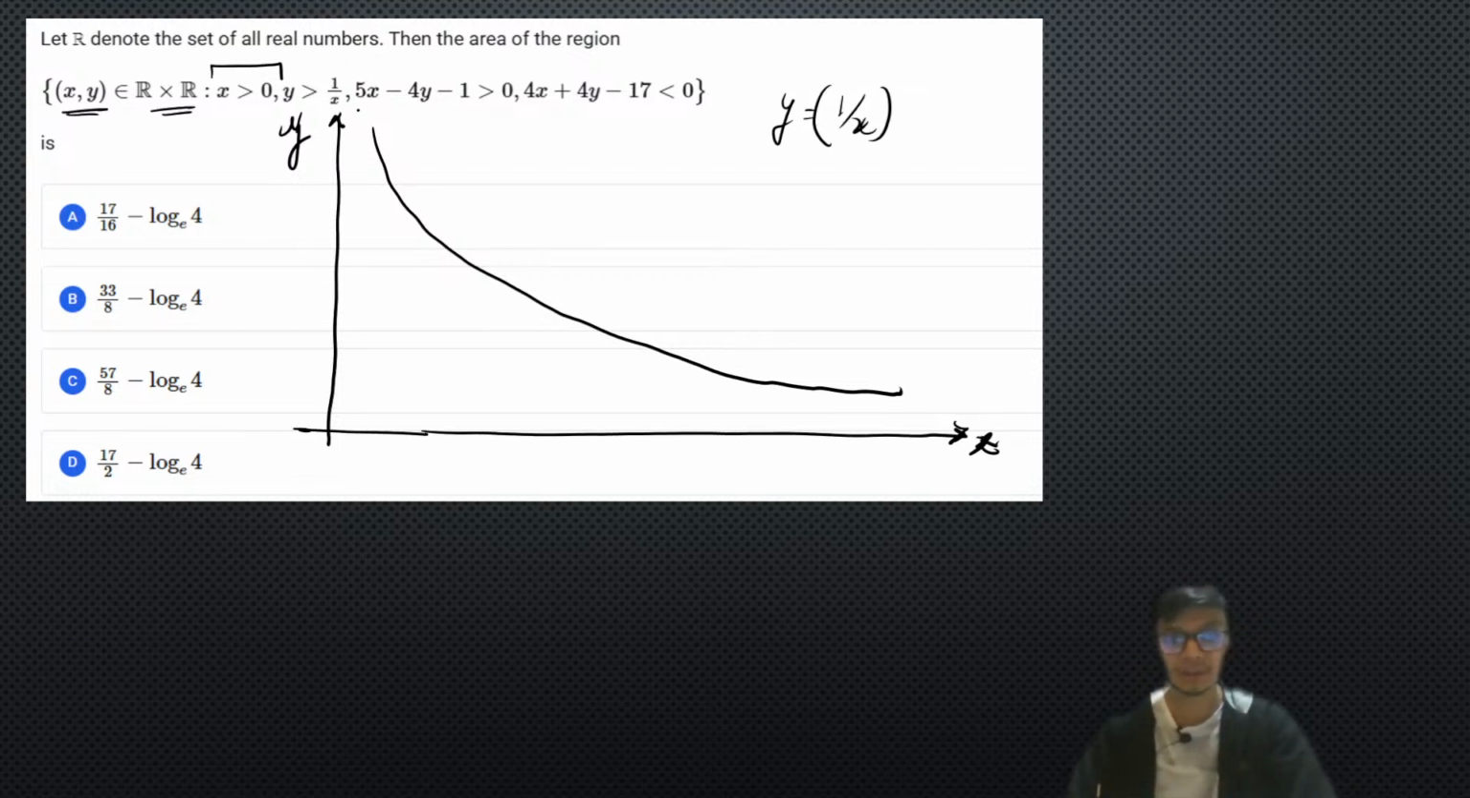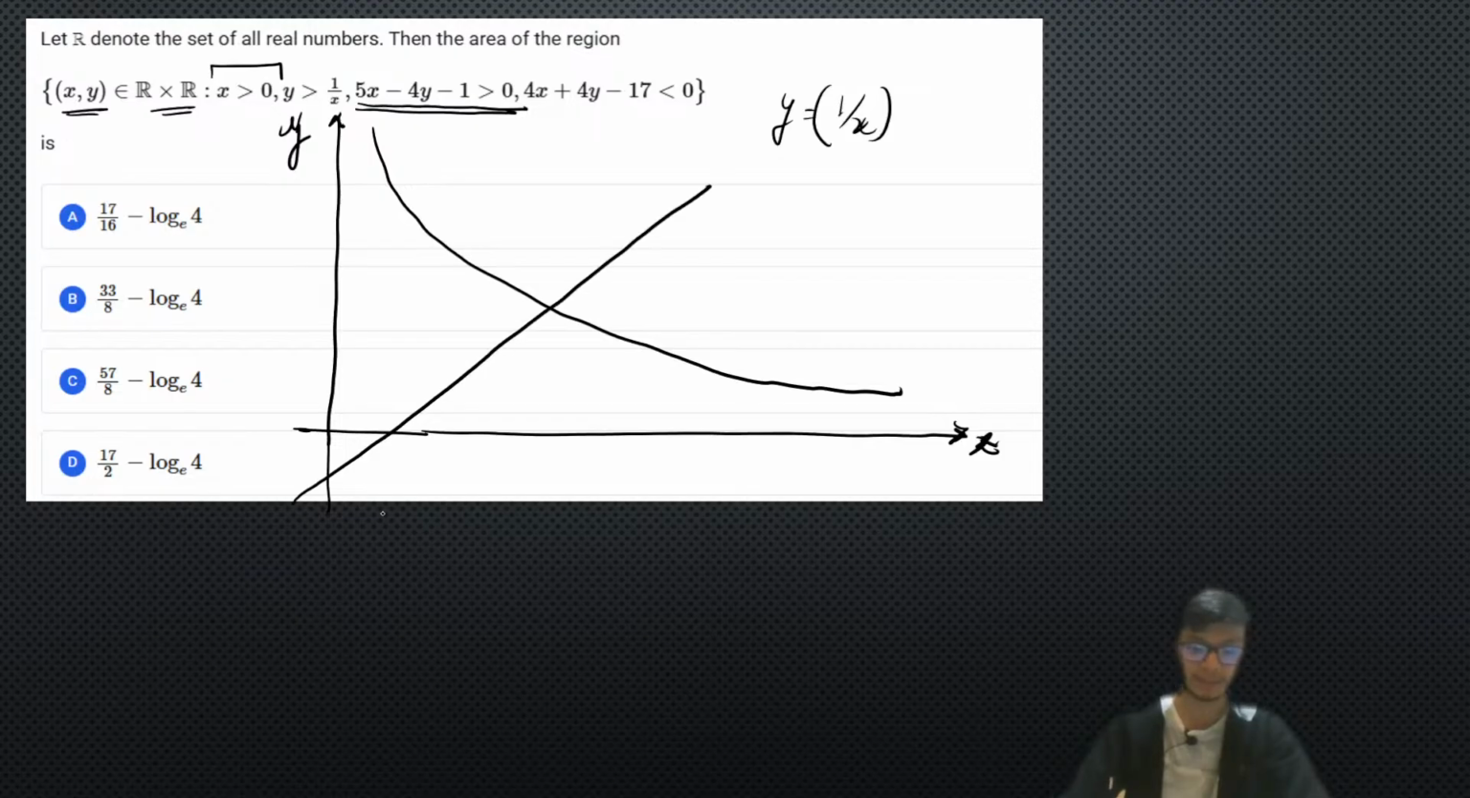Then if you look at the next inequality, it says that 5x minus 4y minus 1 is greater than 0, which is nothing but this following equation. It is a straight line. If I put x equal to 0, y will be equal to minus 1 by 4, and if I put y equal to 0, x will be 1 upon 5. So it is a straight line passing like this. And if you look at this particular straight line over here, it has the intercept as 17 upon 4 and 17 upon 4 on both the x and y axes as well.